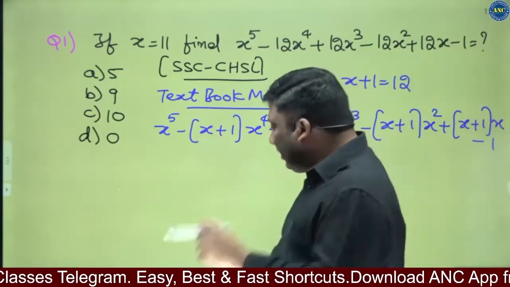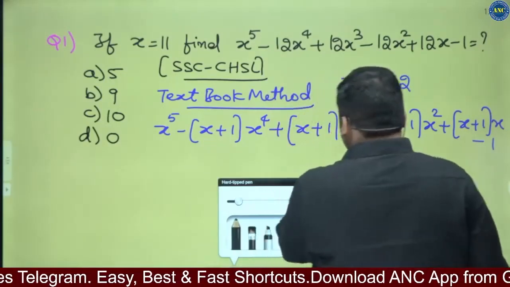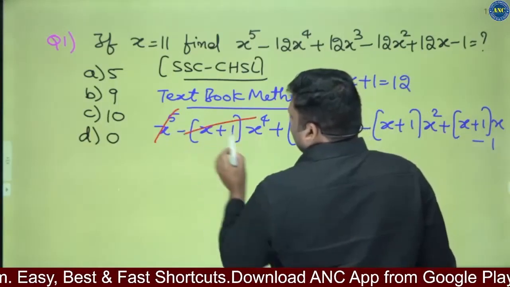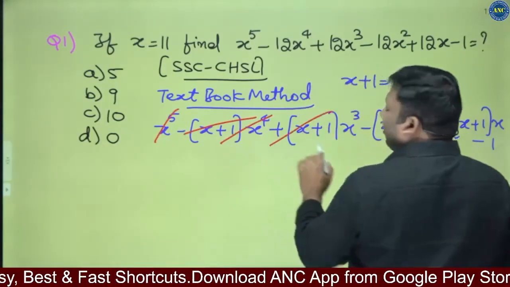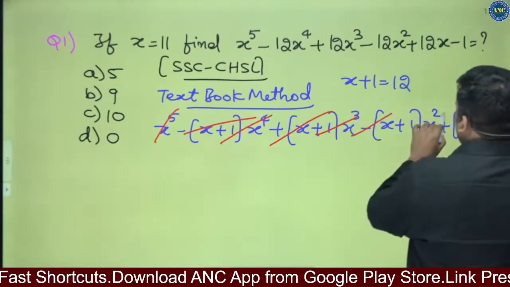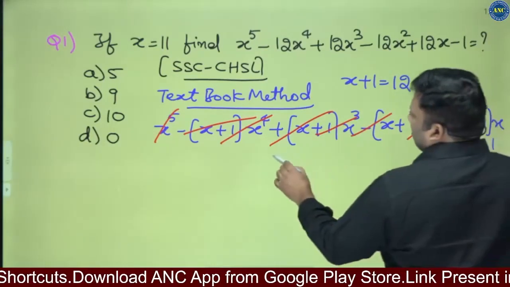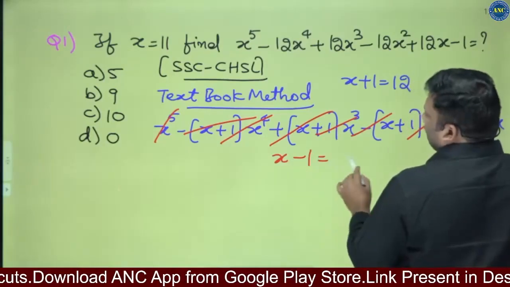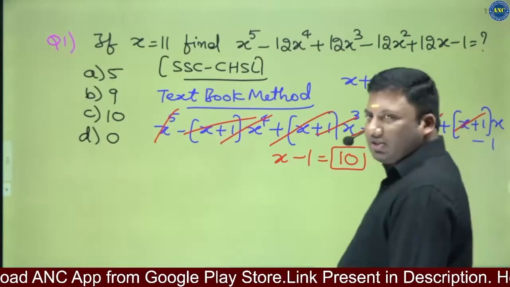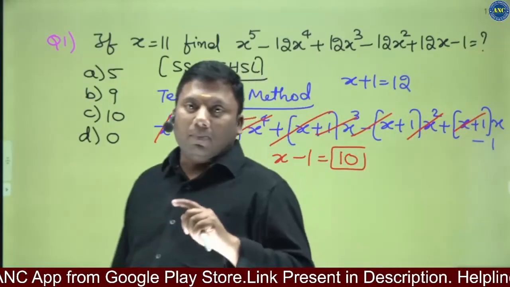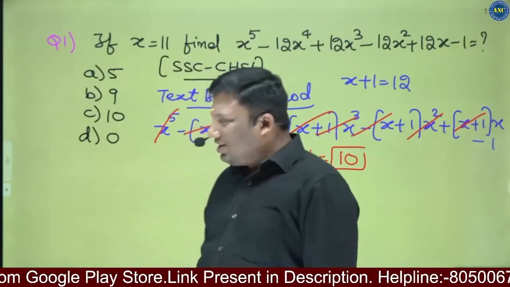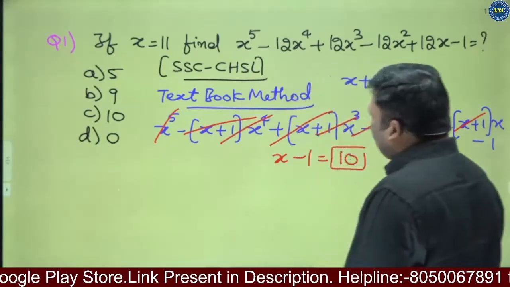People are not identifying the root cause of a problem, solving it directly. So this will become x power 5 minus x power 5 minus x power 4 plus x power 4, x cube minus x cube minus x square plus x square. So x minus 1, 11 minus 1, it is 10. This is one way to solve the problem: wherever 12 is there, write it down as 11 plus 1. This is a traditional method.